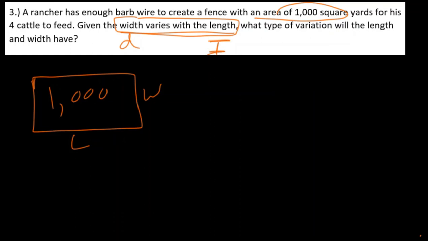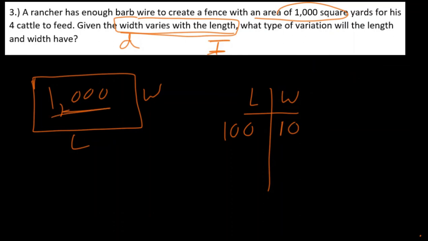Now, when you have a conceptual problem like this, I think it's really important to just pick some numbers to play around with. So we know that our independent variable is the length, and our dependent variable is the width. And let's just pick some numbers. Let's say we wanted a really long fence. Well, we could make it 100 yards long, and then we could make it 10 yards wide. 100 times 10 would give us 1,000.